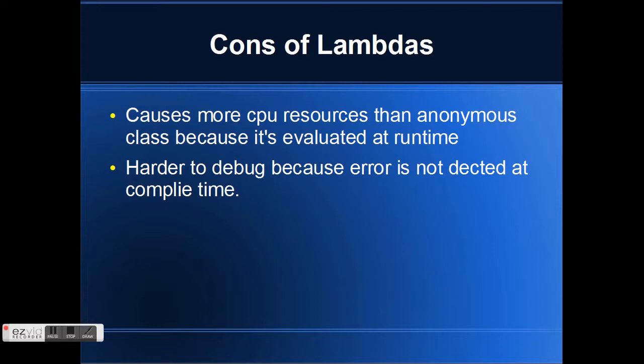Cons of lambdas. They use more CPU resources and more memory than anonymous classes because they are evaluated at runtime. They are also harder to debug because the error is not caught at compile time. So if you're relying on optimization, use a member class.